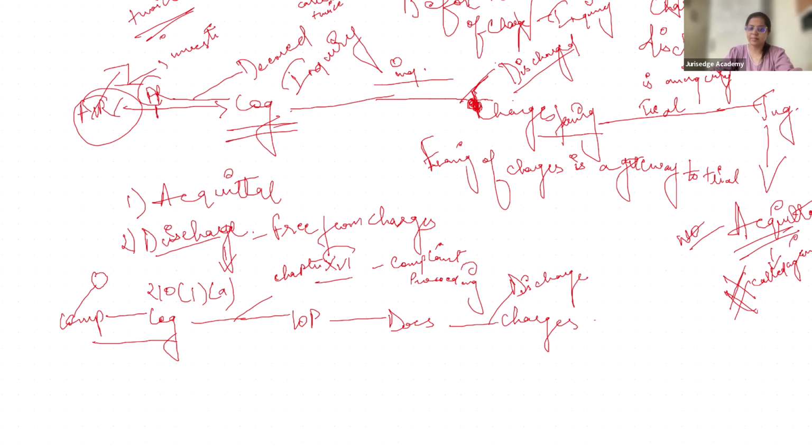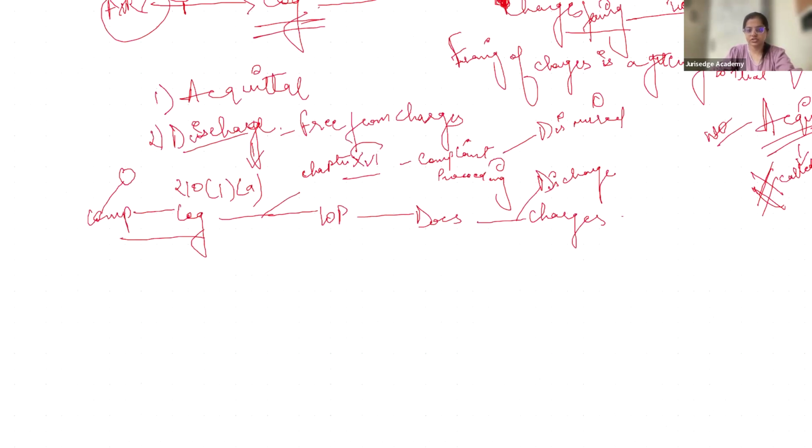If the complaint proceedings happen and the court thinks that no, the complaint has to be dismissed, then the case is dismissed. That's all. The accused is not even called. There is no such thing as discharge or acquittal. Then the second dismissal is on FIR also. We are going to study it today.